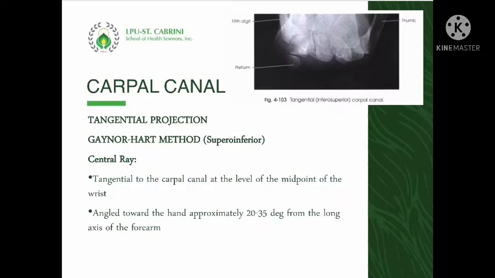The central ray is angled towards the hand at approximately 20 to 35 degrees from the long axis of the forearm, in a tangential direction to the carpal canal at the level of the midpoint of the wrist. This projection shows the same structures as shown in the inferior-superior projection of the Gaynor-Hart method.